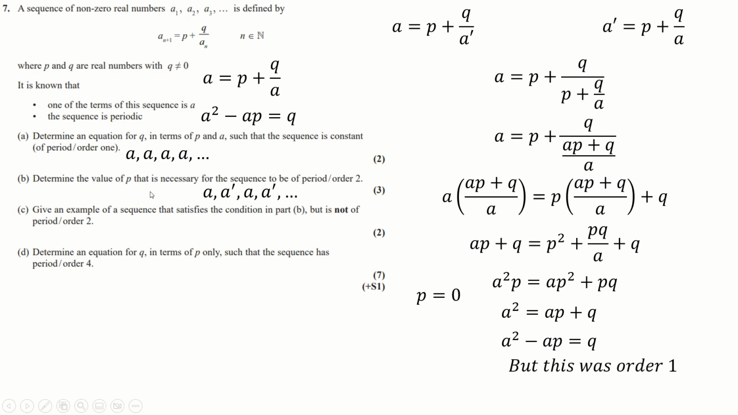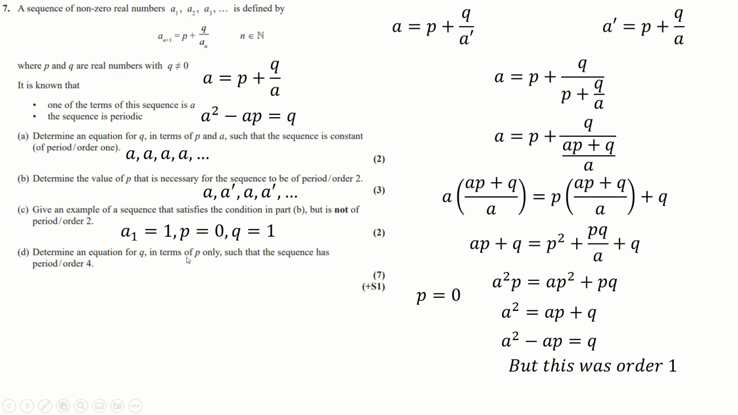Now, it's not sufficient, which is what it's saying here. Give an example of a sequence that satisfies P is 0, but not order 2. You can just say the first term is 1, P is 0 and Q is 1, and then you just get 1 equals 1 over 1, which is 1, and then you get 1 equals 1 over 1, which is still 1, and you make a constant sequence. So that's what I'm saying. Essentially, you're meeting this condition as well, and this one apparently matters more. So yeah, necessary but not sufficient, I guess.